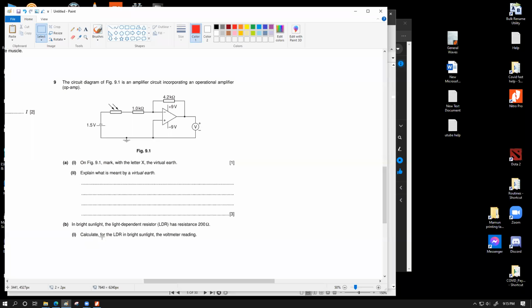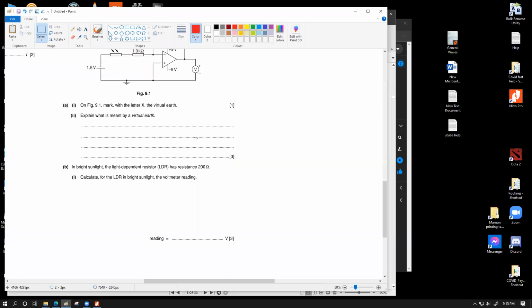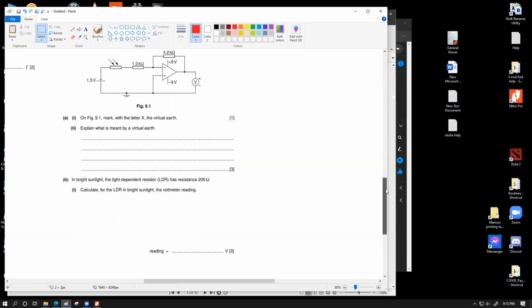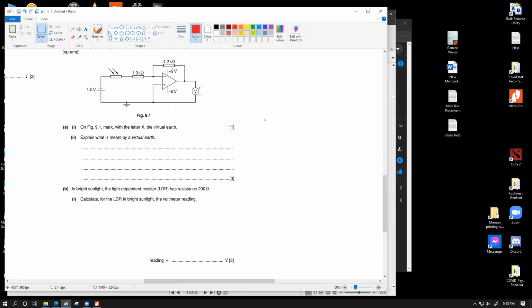Acha. In bright sunlight, the light dependent resistor has a resistance of 200 ohm. Calculate for the area in bright sunlight the voltmeter reading. So when bright sunlight is falling over here, what is the voltmeter reading? Acha. So this voltmeter reading should be the output. In this case, before calculating the output, I calculate the gain, because this is an inverting amplifier.